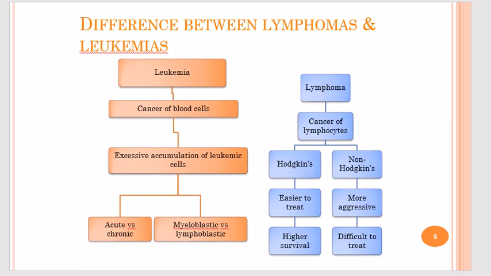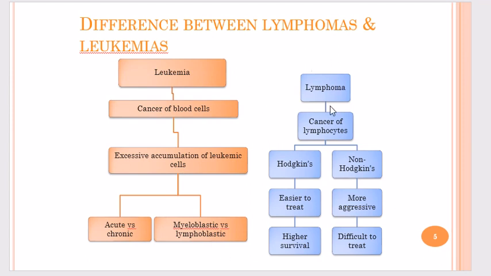Now on this slide, we're going to differentiate between leukemias and lymphomas. Leukemia, as I'm sure you're aware, is a cancer of white blood cells, usually due to excessive accumulation of leukemic cells or atypical white blood cells. There are different types, which include acute versus chronic leukemia, but also myeloblastic and lymphoblastic leukemia. We'll talk about these terms collectively and what they mean shortly.